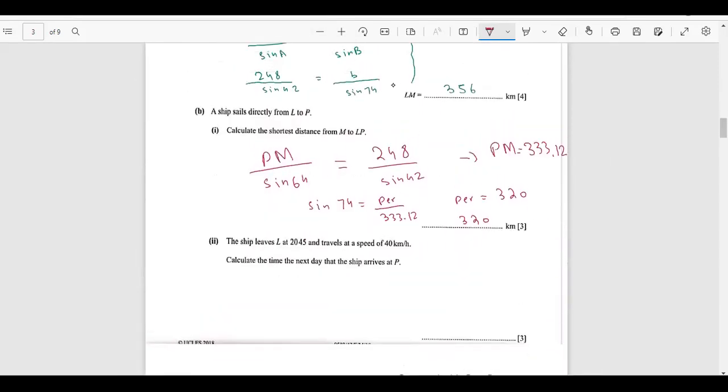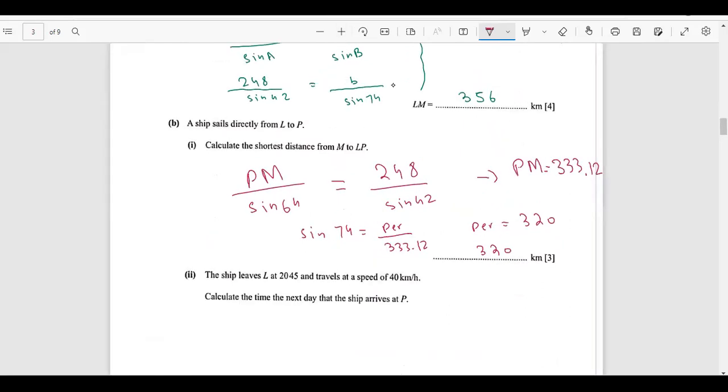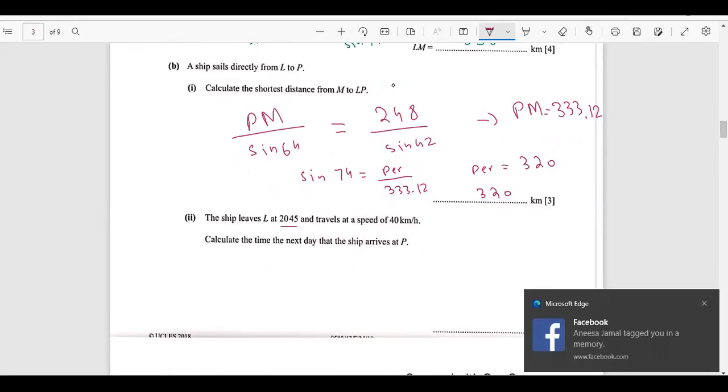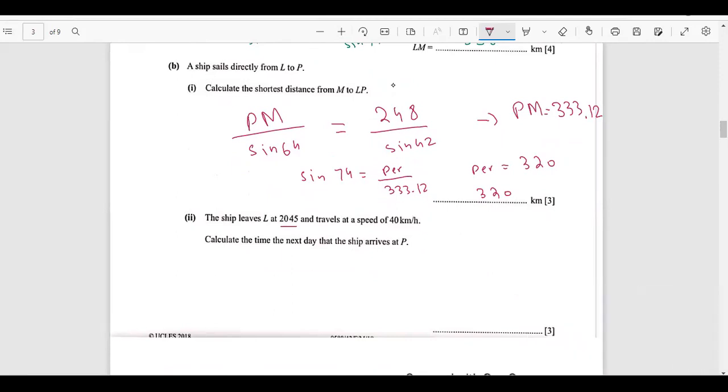Okay. Now here we have another interesting part. It says the ship leaves L at 20:45. So this is a 24-hour clock and travels at a speed of 40 kilometers per hour. Calculate the time the next day that ship arrives at P. All right. So 20:45 means 8:45 p.m. The speed is 40 kilometers per hour. It's going from L to P.